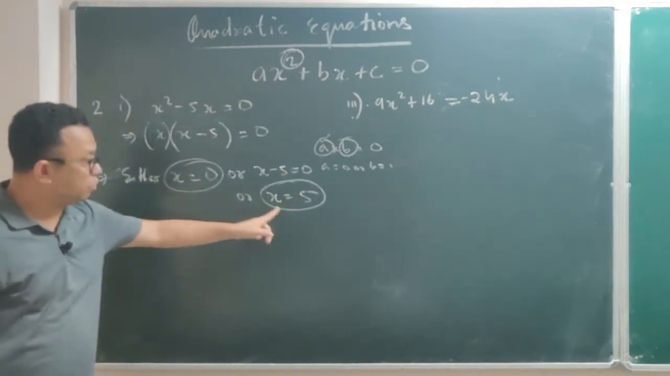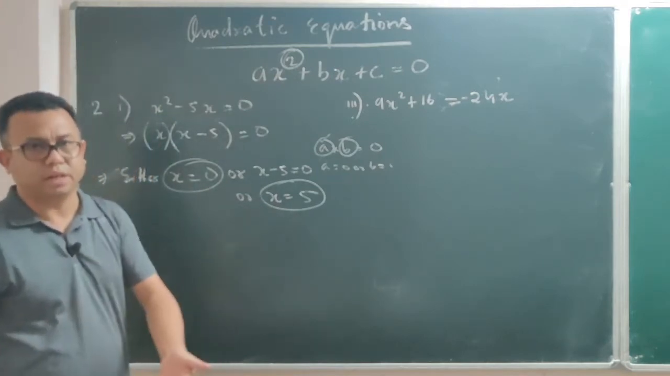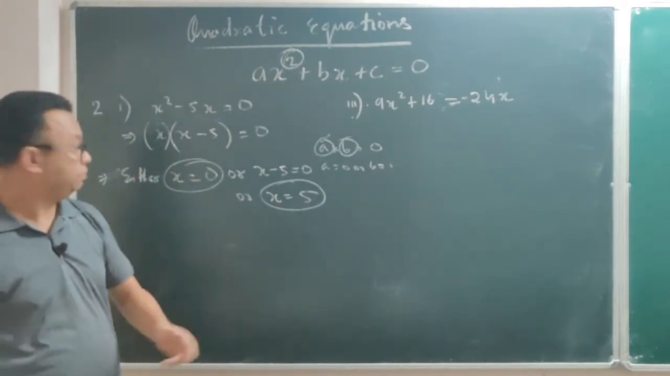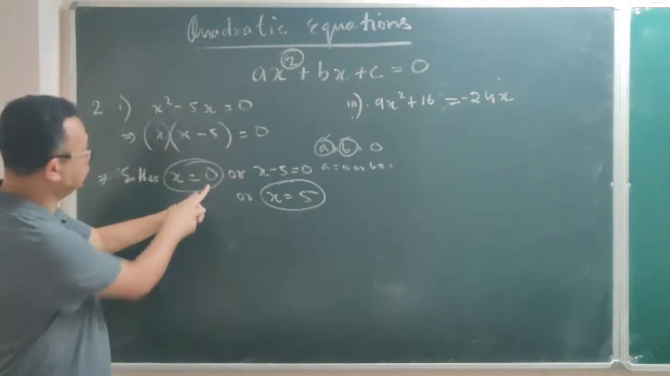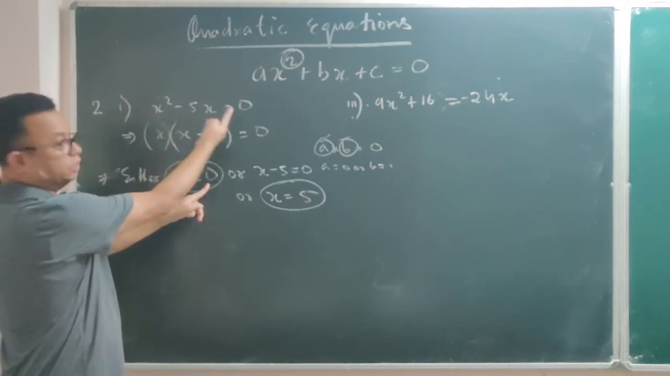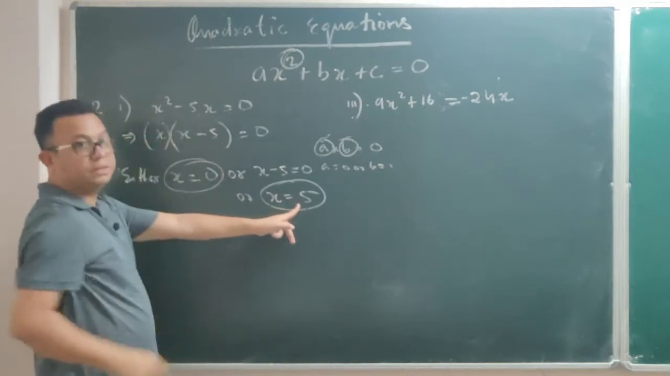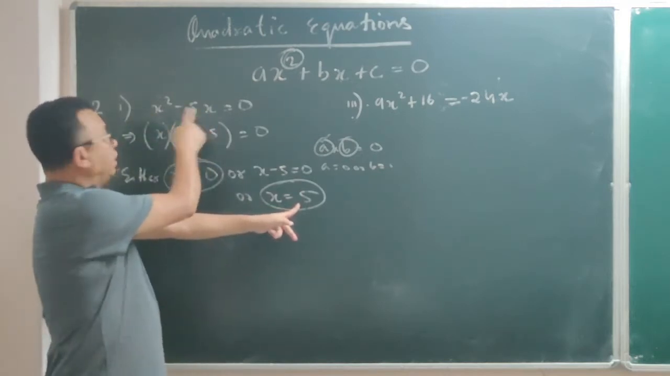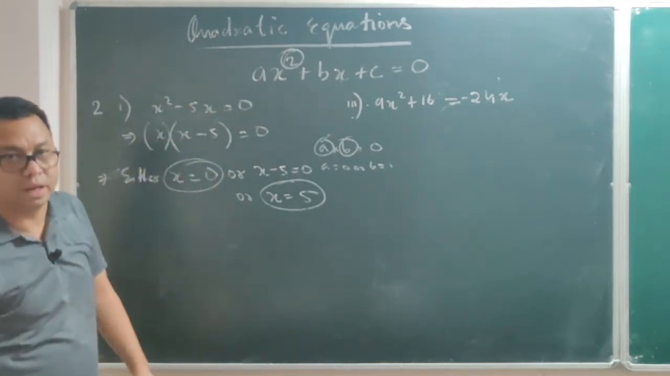Now these are the 2 values. To check whether these are really your values, you don't need to check, but I am just telling you to be 100% sure. Wherever x is there you can put 0 and see whether left hand side and right hand side come the same or not. Put 0: 0 square is 0, minus 5 into 0 is 0, 0 minus 0 is 0, so left hand side and right hand side are 0. You can also try with 5: 5 square is 25, 5 into 5 is 25, 25 minus 25 is also 0, that means these 2 are the solutions of this quadratic equation.